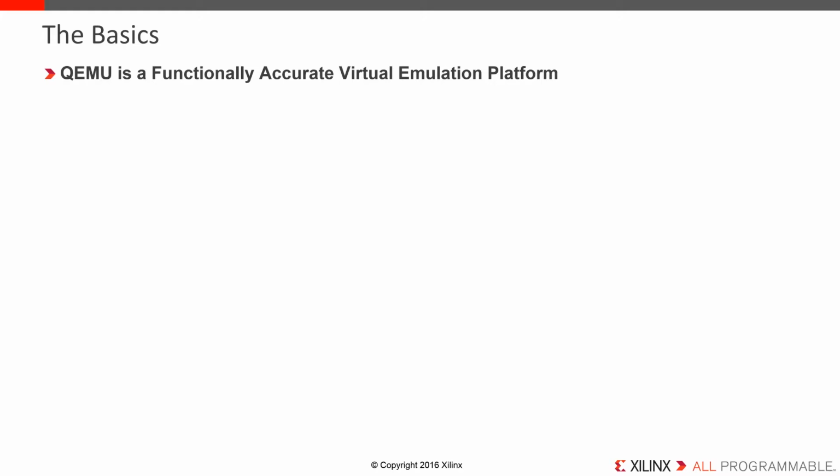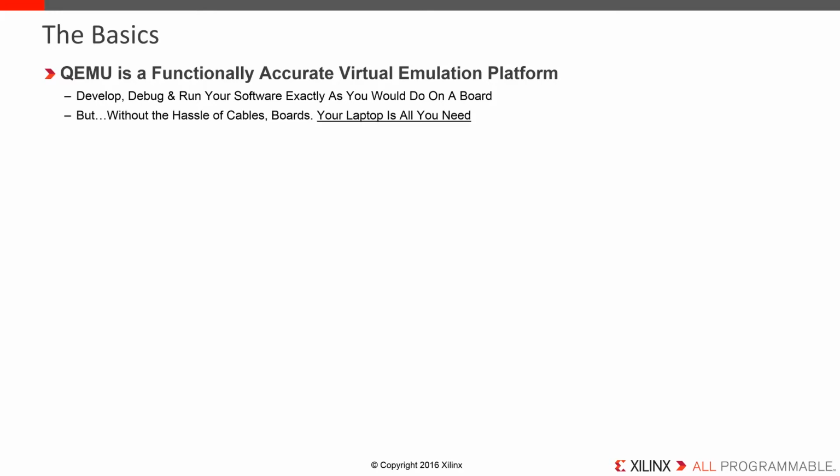QEMU is a functionally accurate virtual emulation platform. This means you can use it to develop, debug, and run your software as you would on your actual development board, using exactly the same development tools. However, since it's a virtual emulation platform, it runs entirely on your laptop. It means you don't have to carry around boards and cables. Moreover, it is really easy to deploy across many developers. Can you imagine trying to deploy tens or hundreds of boards across your development team? With QEMU, your laptop is all you really need.